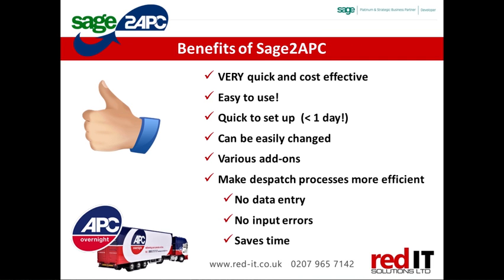So in summary, here are the main benefits of Sage2APC. It's very quick and cost effective. It's easy to use, and it can be set up very quickly, typically less than a day. It can be easily changed in case you want any particular enhancements done to it, and there are various different add-ons for the application. In summary, it makes the dispatch process a lot more efficient. There's no more manual data entry, there are no input errors, and above all, it saves an awful lot of time.